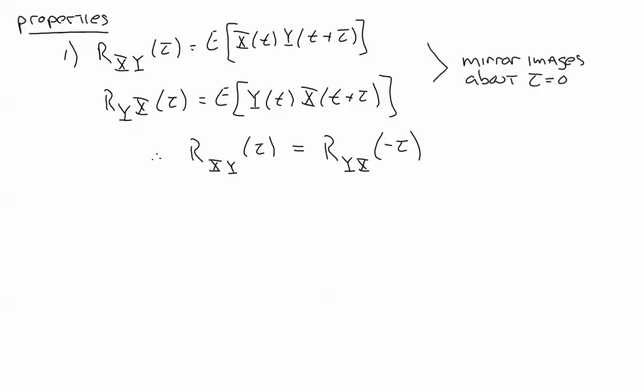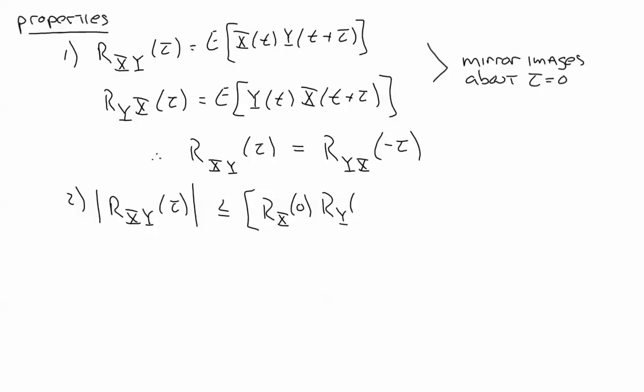That's the first property. Second property, I'm not going to prove this, I'll just state it. The absolute value of my cross correlation is always less than the square root of the product of the autocorrelations, or normalized powers, autocorrelation evaluated at 0, which is my normalized power. Just stating that, not proving it.